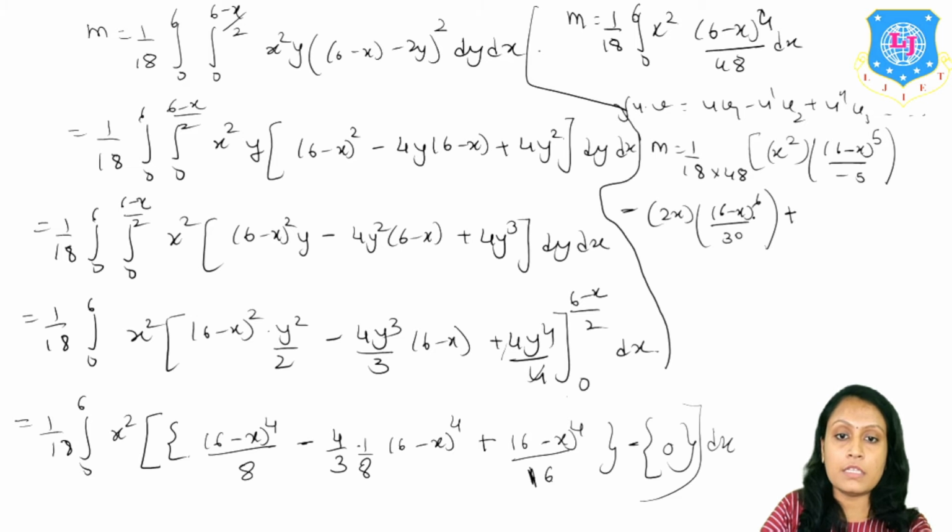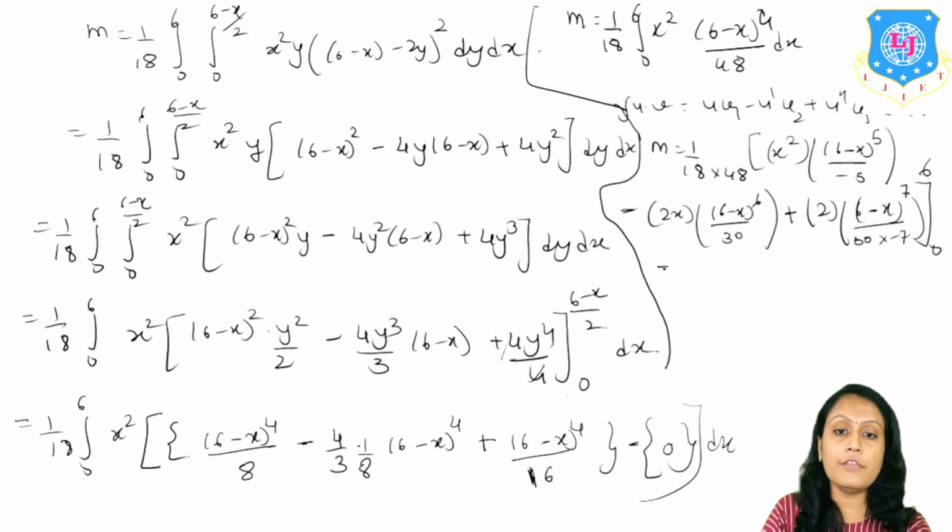And here plus derivative of this term is 2, and again integration will give you 6 minus x whole raised to 7 upon 30 into minus 7, right? And the limits are 0 to 6. Now if you substitute the upper limit 6, here 6 minus 6, everywhere it will become 0, and if you substitute the lower limit 0, this 2 term will be gone, right?